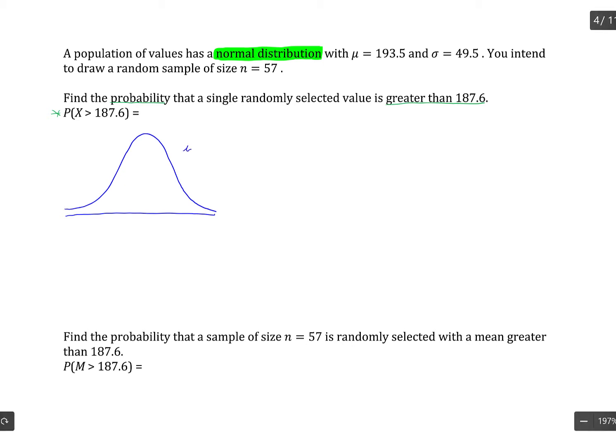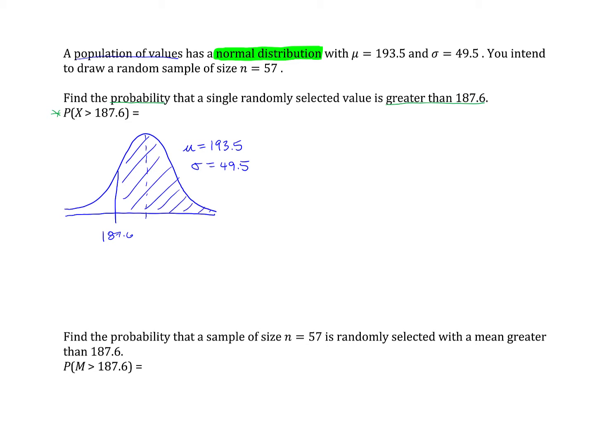So the mean of this bell-shaped distribution is 193.5. So this is the overall population. So this population has a mean of 193.5 and a standard deviation of 49.5. All right, so the mean, of course, is located right in the center, and 187.6 is somewhere less than that. So I'll draw in that value down here. So I want to find this amount of area because I want values that are greater than 187.6.